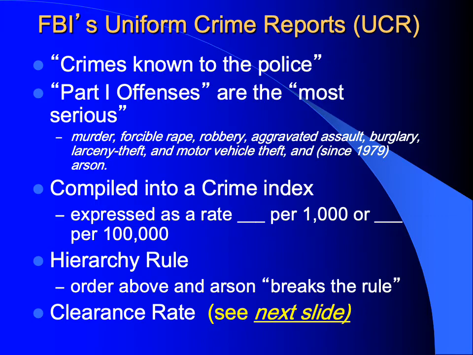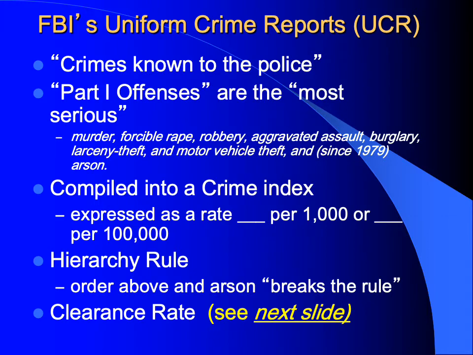Part 1 offenses are our most serious crimes, and they go in order. As you'll see in a second, it's very important. Murder, forcible rape, robbery, aggravated assault, burglary, larceny, that's sort of the same thing as theft, that's why they put theft, motor vehicle theft, and since 1979, arson. So if you'll notice the order there, it starts at the most serious type of crime, and it gets less serious as we go down the list.